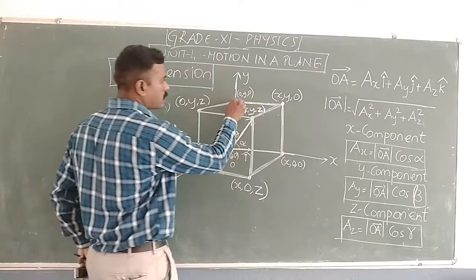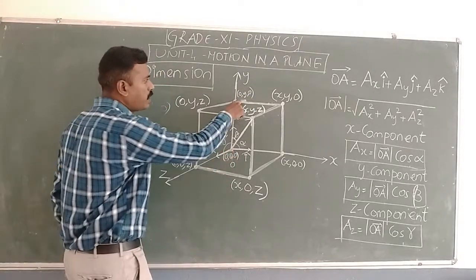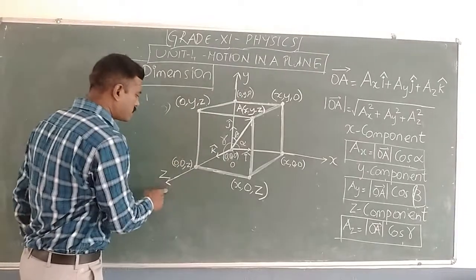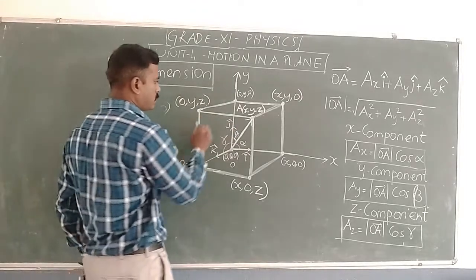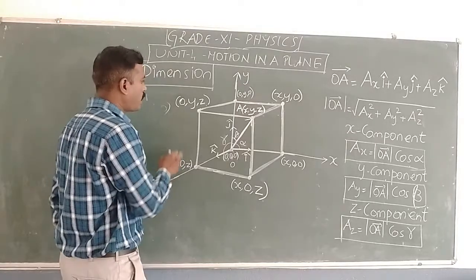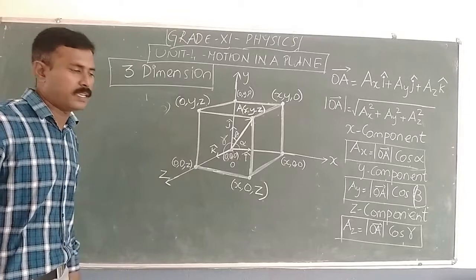So in the y direction, the x and z are 0. Only y will be there. This is the y z plane. Clear? This is the y z plane. In the y z plane, the x coordinate is 0. Only y and z will be varying.